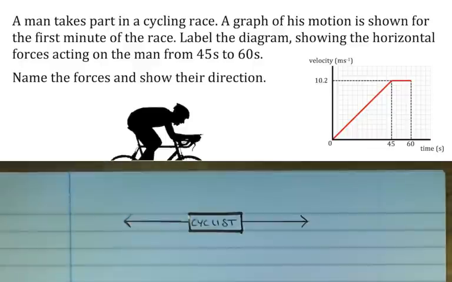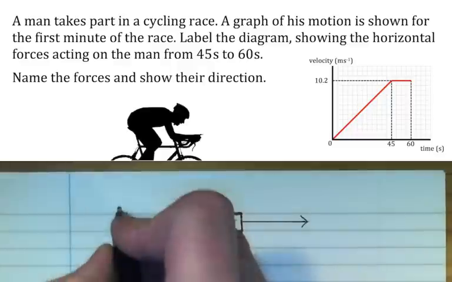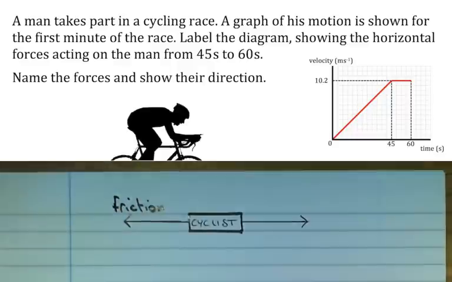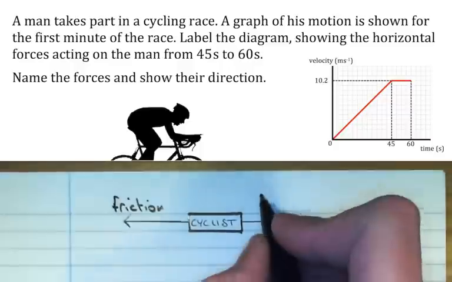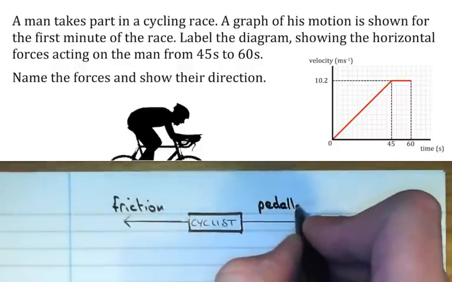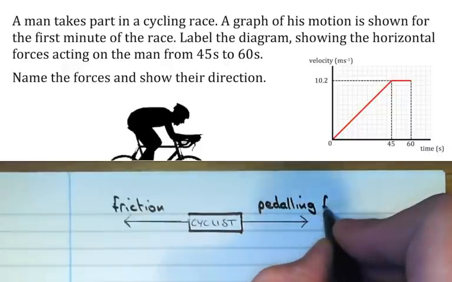So looking at the diagram above of the cyclist himself, the force acting to the left would be frictional forces. That could be air resistance, which could be called drag, or friction between the wheel, or I should say the tyre, and the road. So I'll just call that friction. And this force, we could just call that pedaling force or something along those lines, pedaling force.